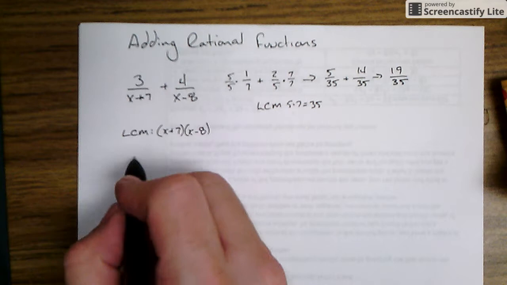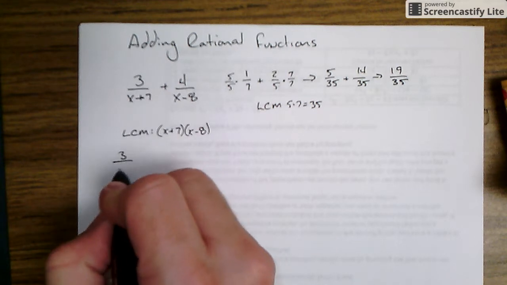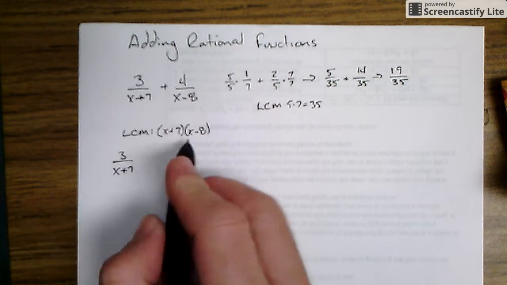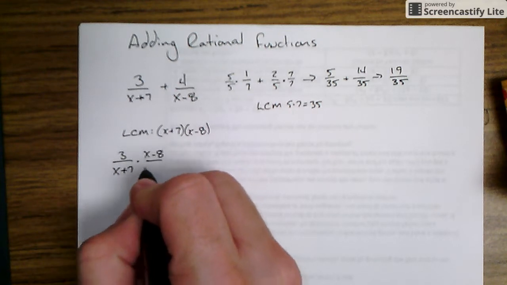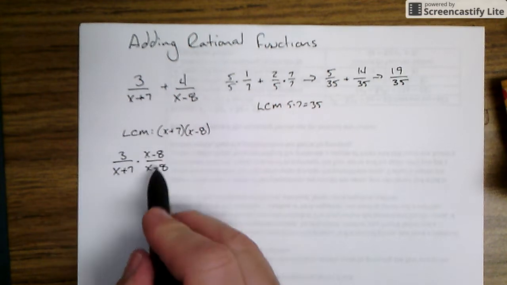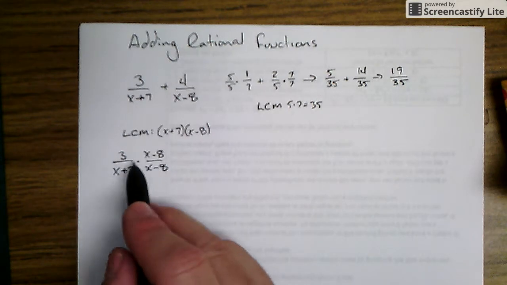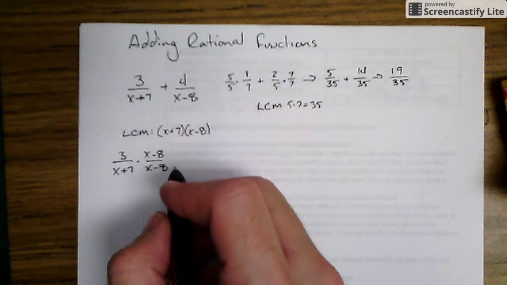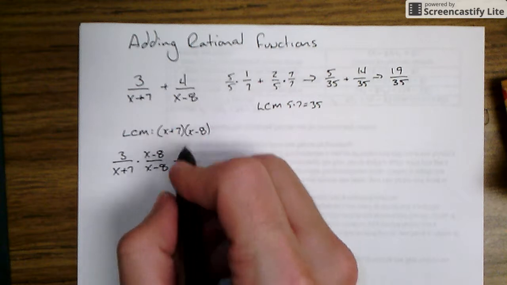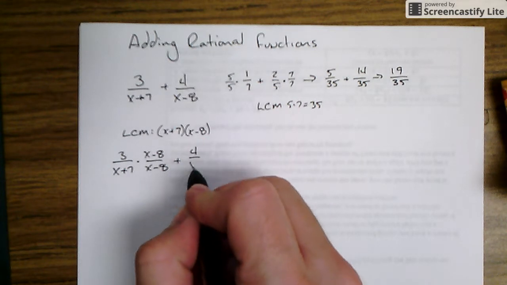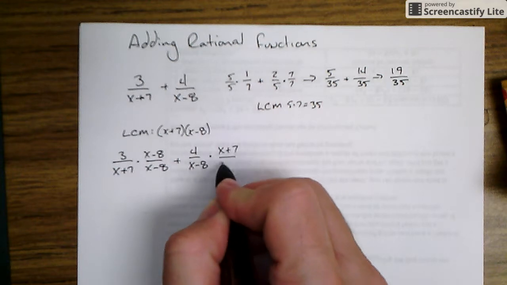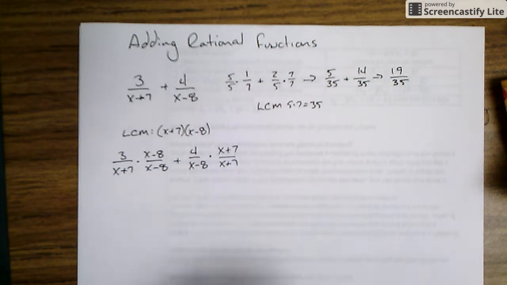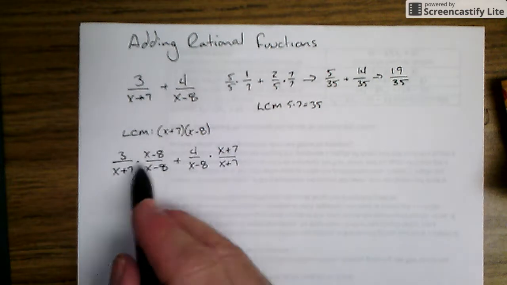So now to get my 3 over x plus 7 to this form, I need to multiply this by x minus 8 over x minus 8. Remember, this is just 1. So I'm not changing the value, I'm merely changing the form. Plus 4 over x minus 8 times x plus 7 over x plus 7. Let's go ahead and multiply.